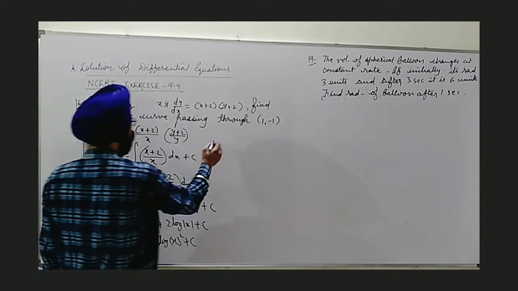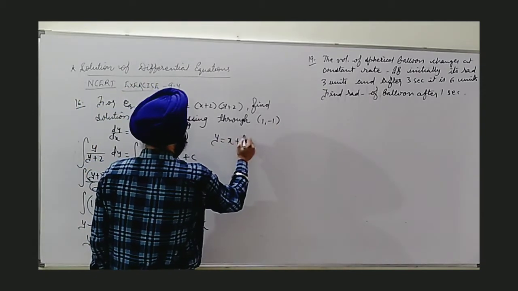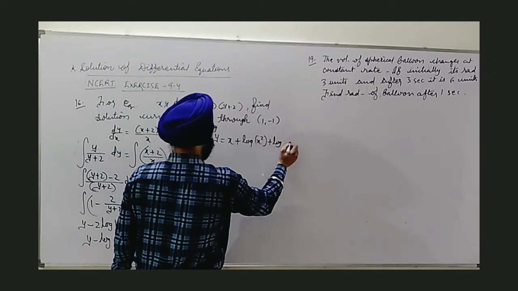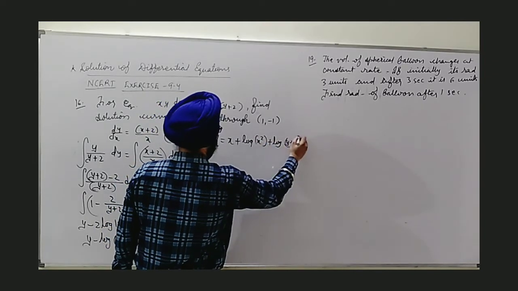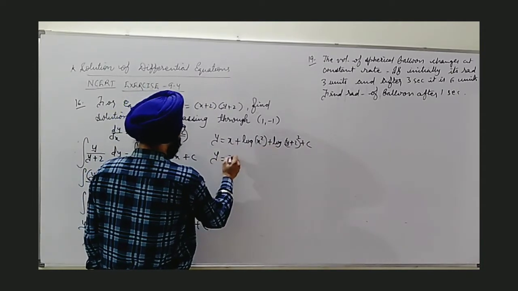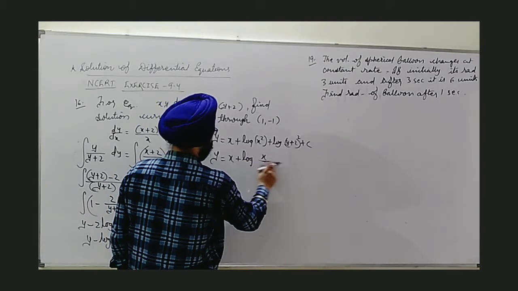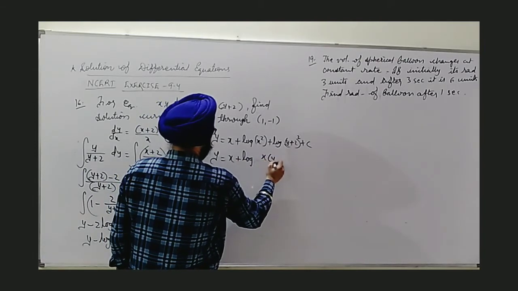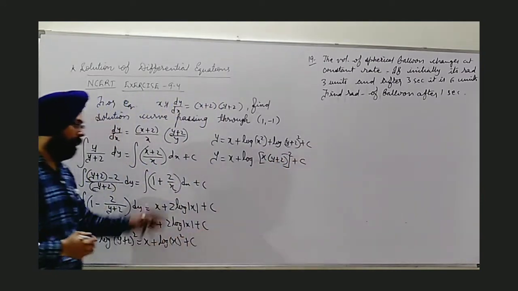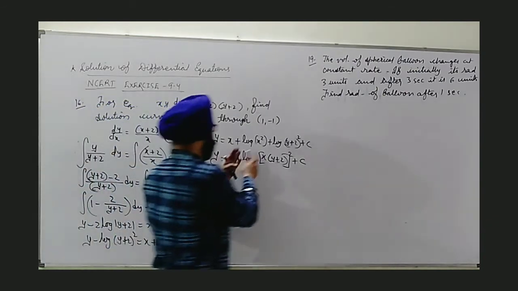So this will become y is equal to x plus log x square plus log of (y plus 2) whole square plus c, and by the property of log, y is equal to x plus log of x (y plus 2) whole square plus c. You can see it gives the simplest form, so terms actually are reduced.